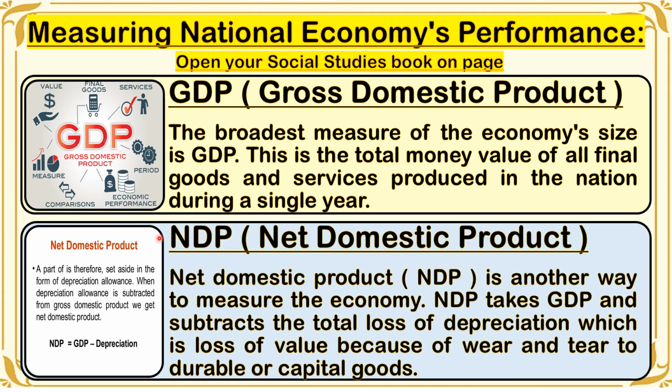Next, NDP or net domestic product. Net domestic product is another way to measure the economy. So NDP takes GDP and subtracts the total loss of depreciation, which is loss of value because of wear and tear, to durable or capital goods.